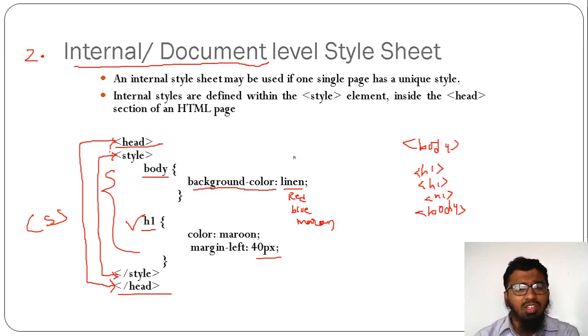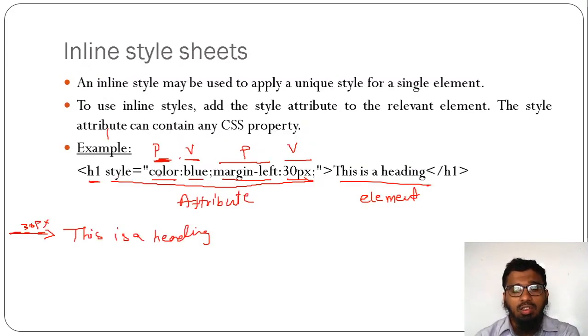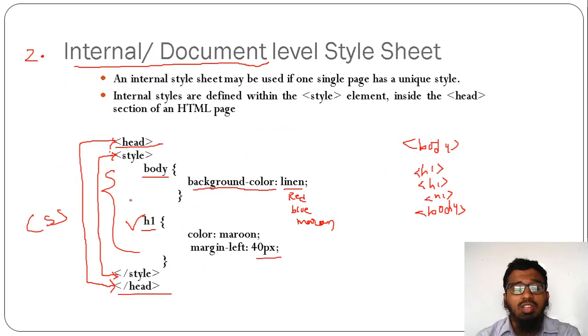Okay, what is the difference between internal and inline? In inline, if I write h1 style equals color blue, margin left 30, and I use h1 again, this same property will not apply to it. Whatever properties are there, they will not apply to this. This is only for the single line. And what is this? This is for the whole page. Okay, whole page or one single page.